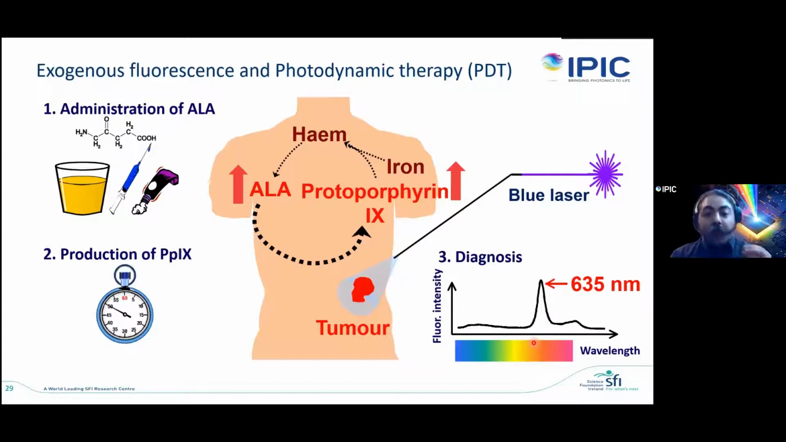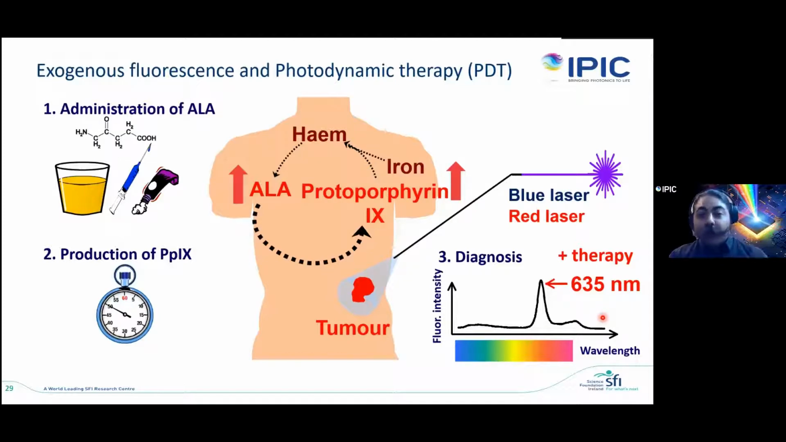So when we have this type of identification of cancer margins, we can actually do treatment as well. In this case, since protoporphyrin 9 makes these cancer cells more sensitive to light, we can shine a red laser and kill the cancer cells with the same procedure. We perform disease detection and therapy.